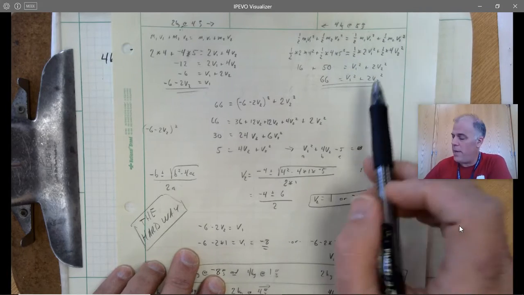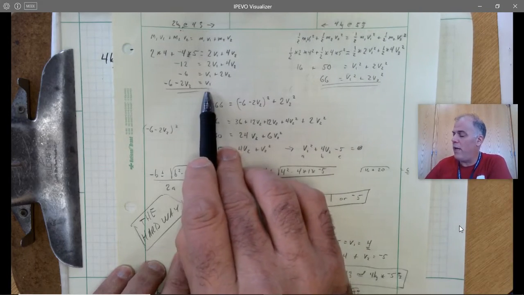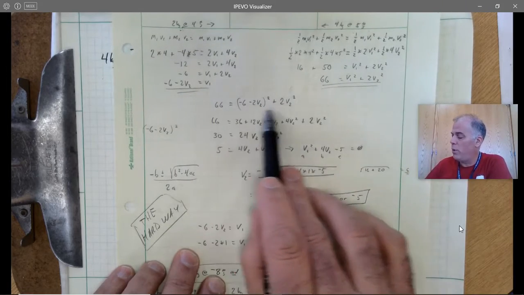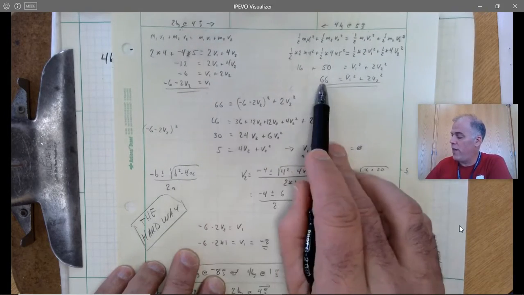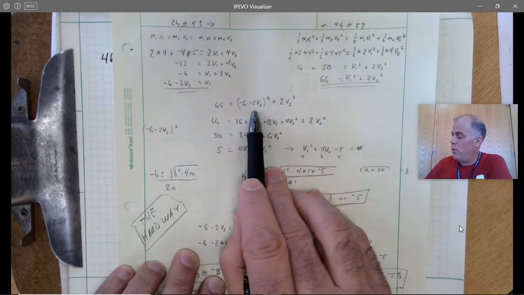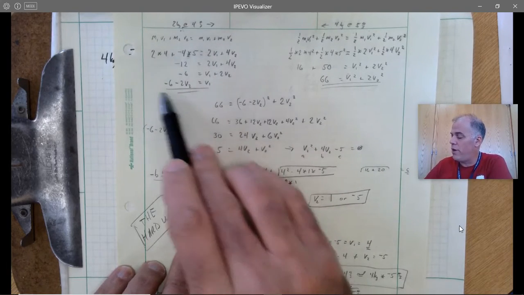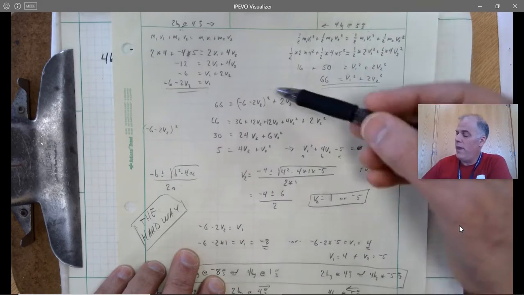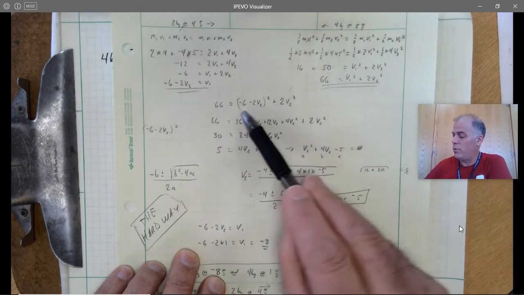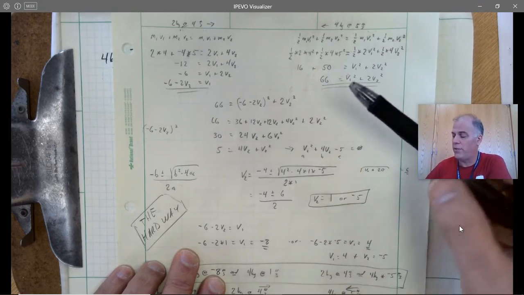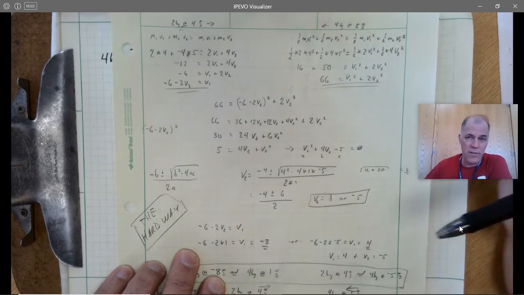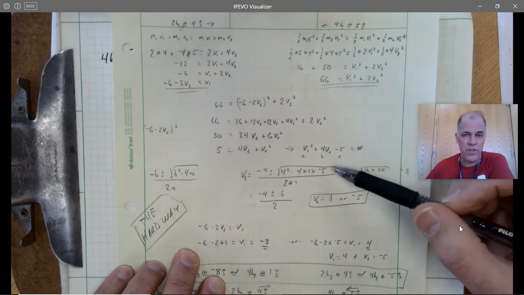Then, you probably see this coming, we substitute the value for V1 that we got in the momentum equation into this equation. That's what we've done here. So we have 66 equals this term quantity squared, plus 2 V2 squared. Then we solve it all for V2, because we have one equation with one unknown, and that's awesome. Along the way, we have to use the quadratic formula. That's just what happens with these. That's one of the reasons it's a pain in the neck.